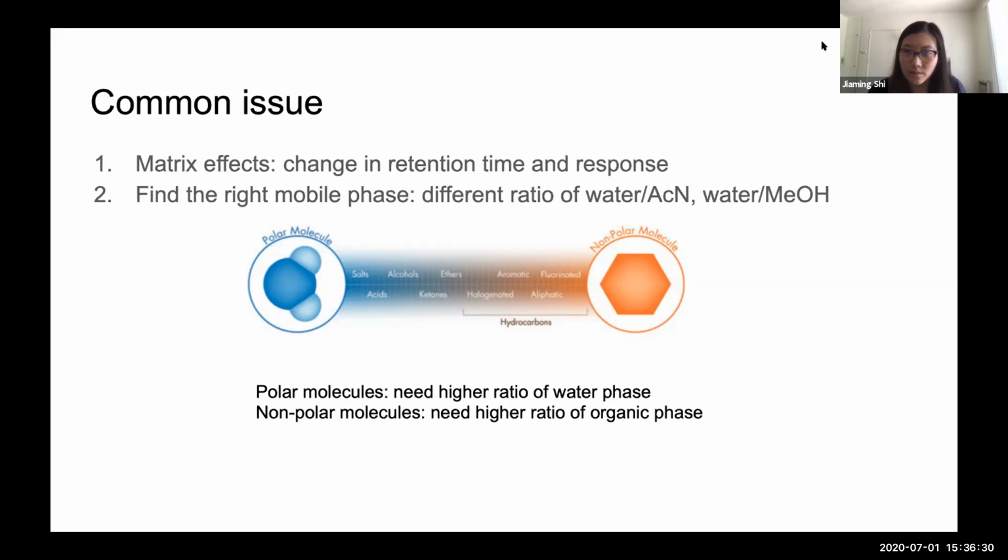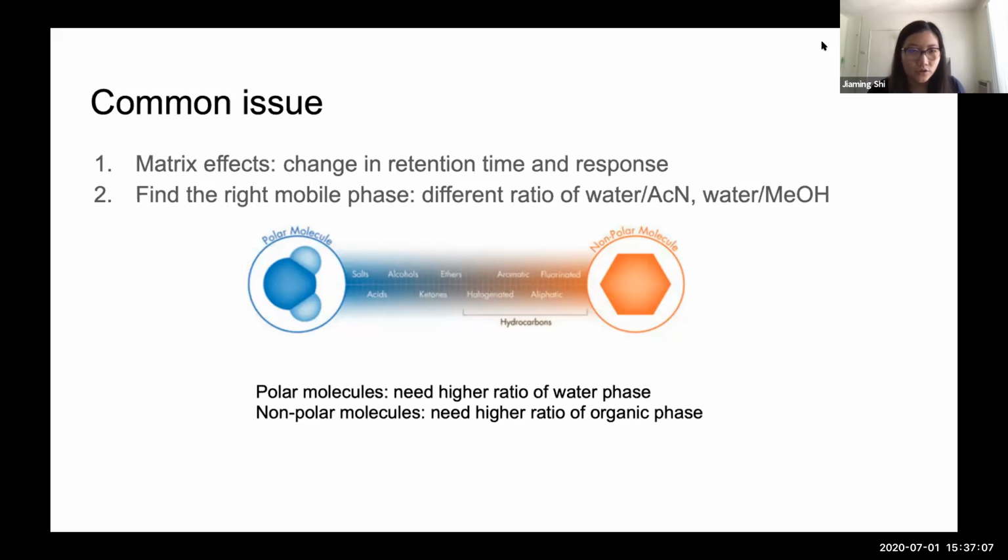But if your compound is really non-polar, meaning it's really sticky, sometimes it will get stuck in the column and have a really long retention time. If you're using the same method as for a rather polar molecule, the retention time could be like 3 hours, and that method would be insanely long, which is not reasonable. So you need to adjust the ratio. Usually if the compound is bigger, like some of the long chain hydrocarbons, we will increase the ratio of the organic phase, like acetonitrile or methanol.